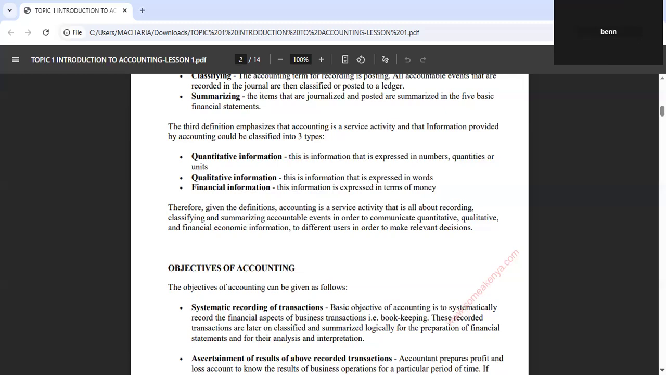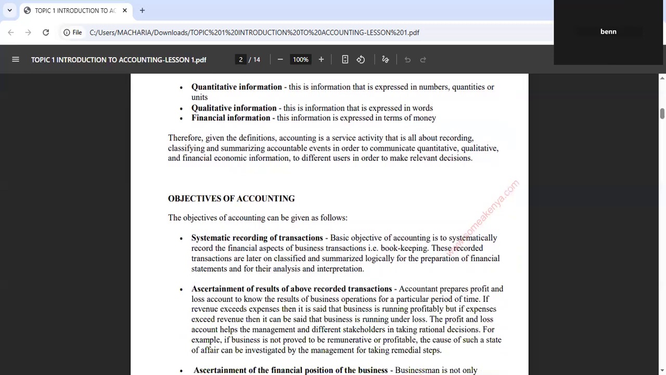Now, we move on and ask ourselves, when you are studying accounting in its application, why do you need this accounting?